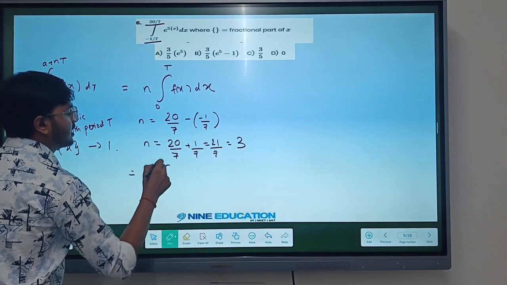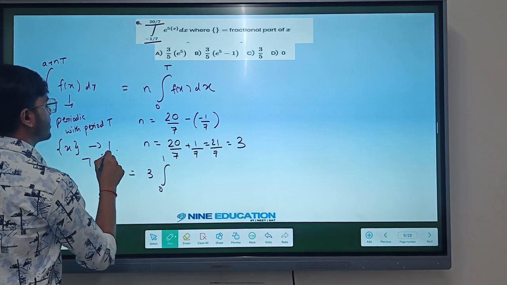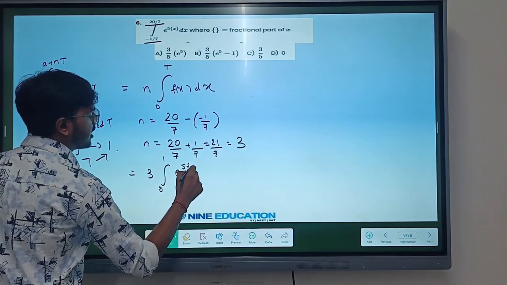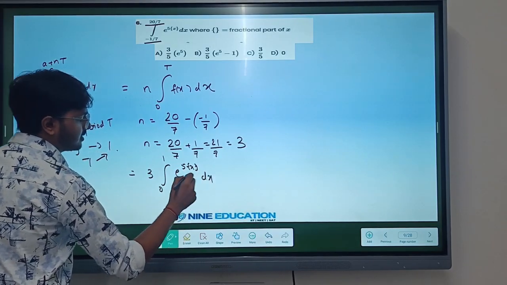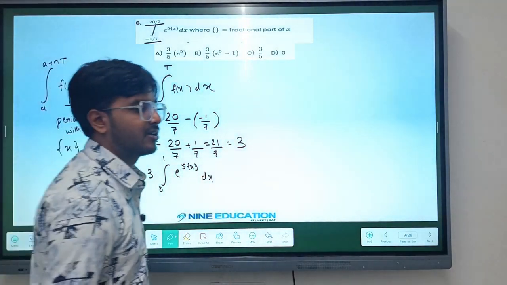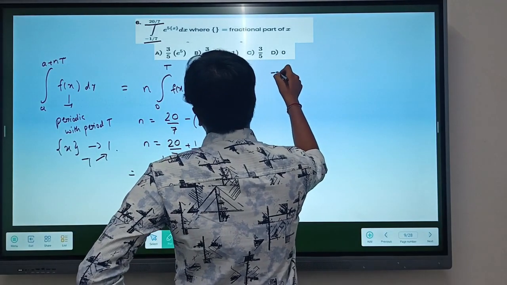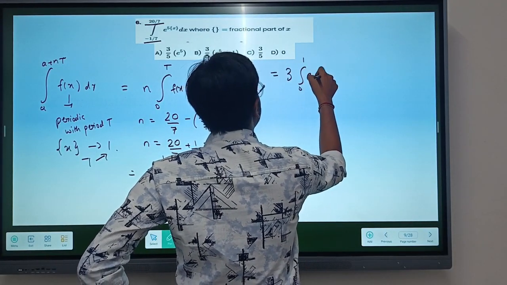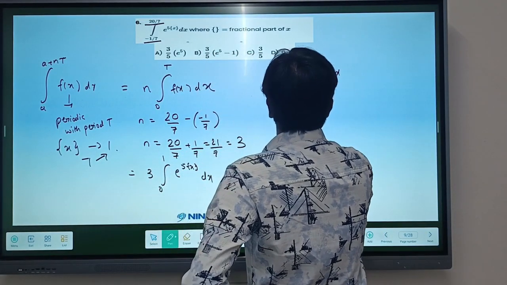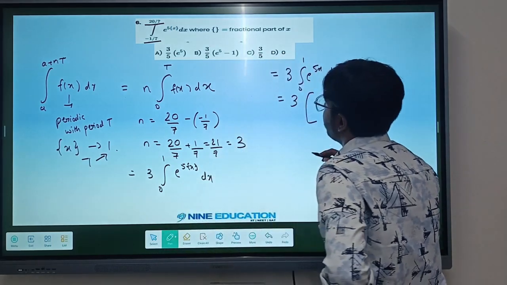So what will we get? 3 times, period T is given as 1, the integral from 0 to 1 of e^(5{x}) dx. Now when x is from 0 to 1, you can write the fractional part of x as simple x. So it will be 3 times the integral from 0 to 1 of e^(5x) dx. So 3 times, what is the integration of e^(5x)?